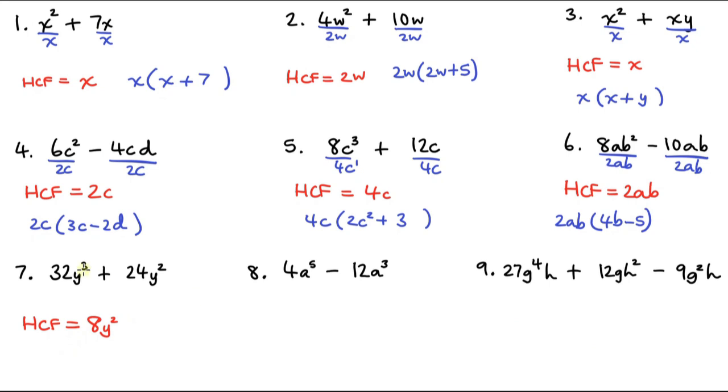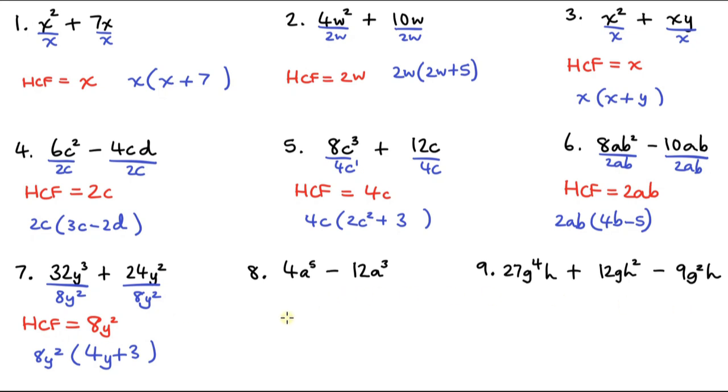So let's divide both terms by 8y squared. So let's take that 8y squared outside of our brackets. And then inside our brackets, 32 divided by 8 is 4. Y cubed divided by y squared, well, that's just going to be y. And then we're going to add. 24 divided by 8 is 3. And the y squareds also cancel out. So this is our final answer.